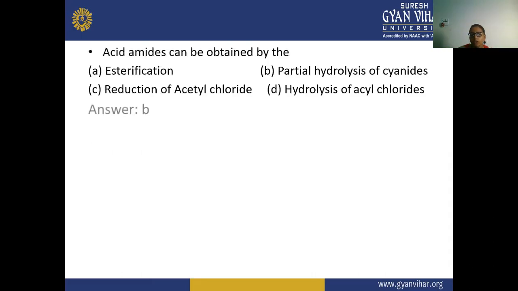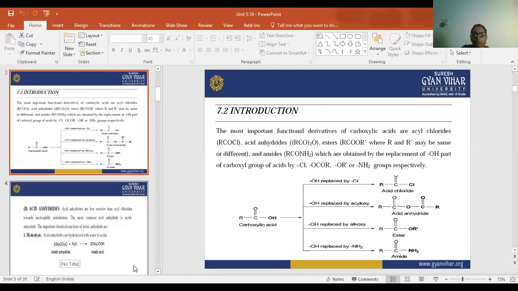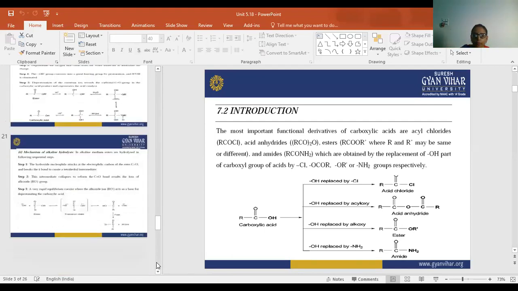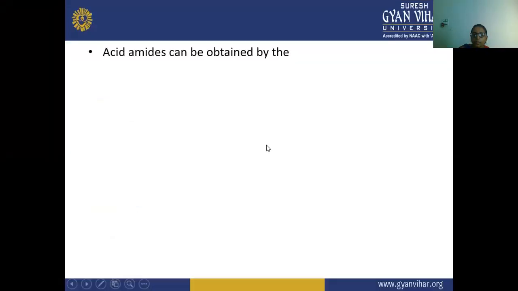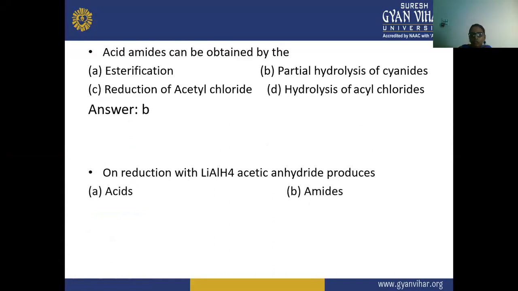So next is your acid amides. Acid amides are formed from this. Then acid amides can be obtained by the partial hydrolysis of cyanides, and on reduction with lithium aluminum hydride, acetic anhydride produces your alcohol.